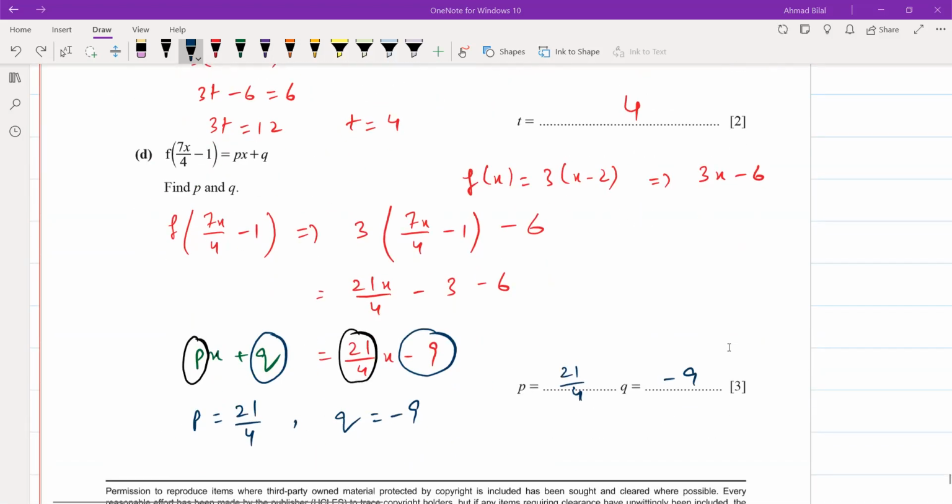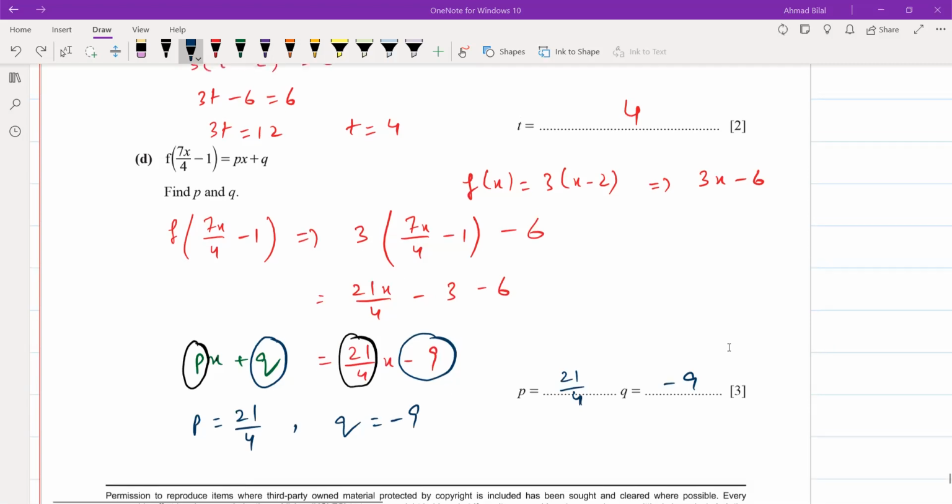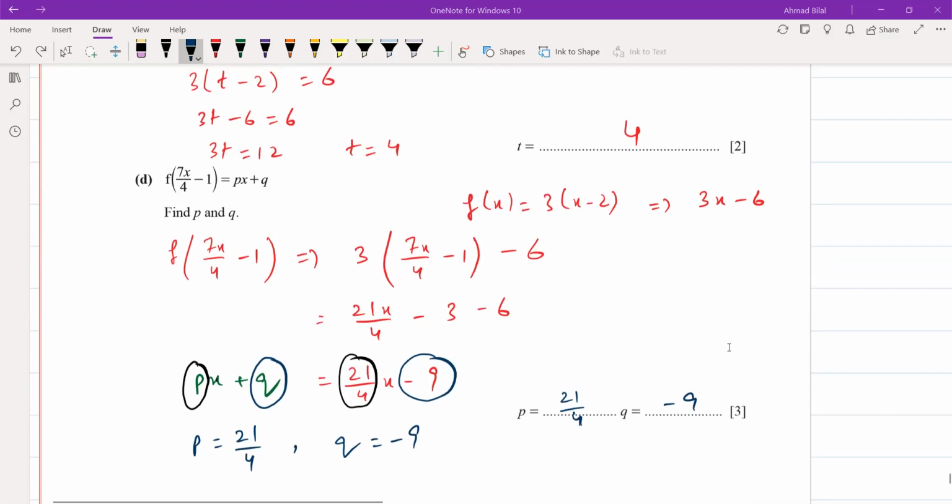Okay, is this clear? Any questions on this? Any problems with this? Yes, sir. No. मुझे लग ही रहा था ऐसे ही होगा.